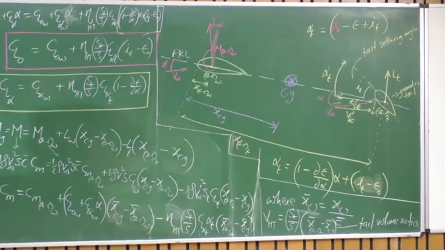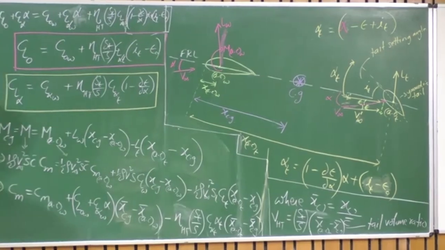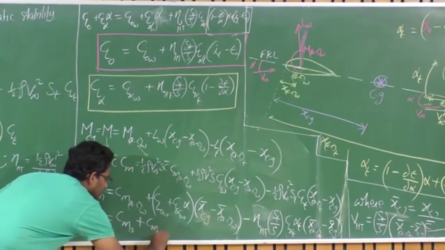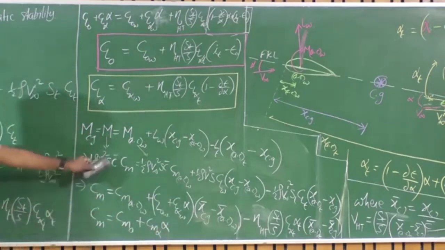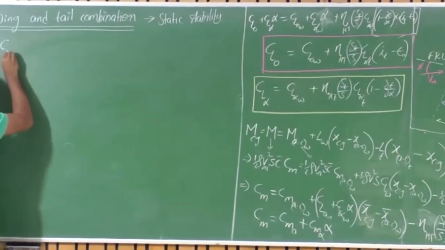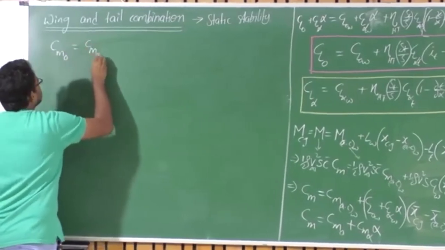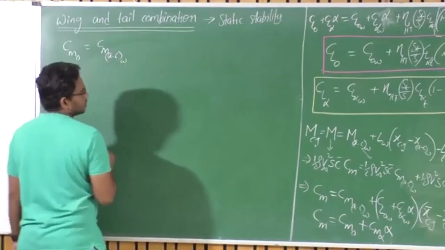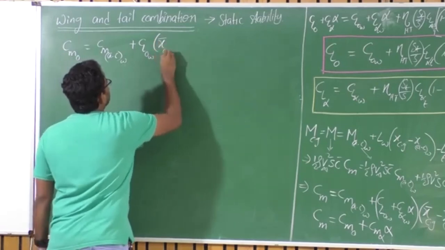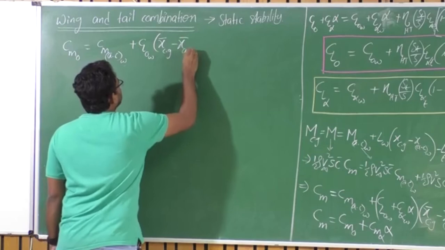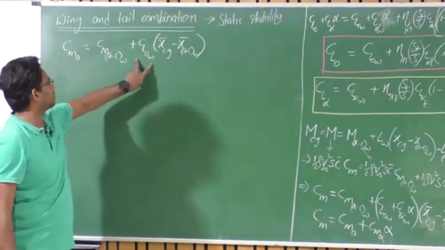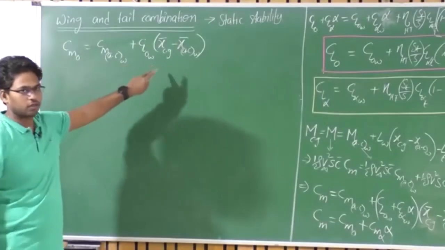Okay. So now comparing the constants and coefficients of alpha. This CM of the entire aircraft in the linear regime can be expressed as CM naught plus CM alpha into alpha. Now from these two equations, comparing the constants and coefficients, what I have is CM naught of the aircraft is CM AC of the wing plus CL naught of wing times X bar CG minus X bar AC of wing, right? So since the CG is behind AC, this is contributing to a positive CM naught. Am I correct or not?